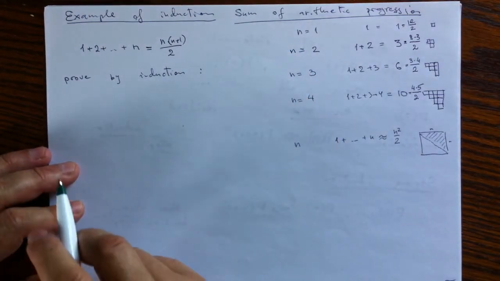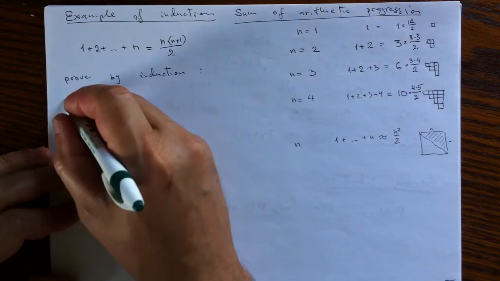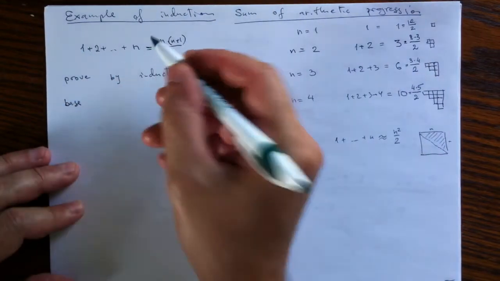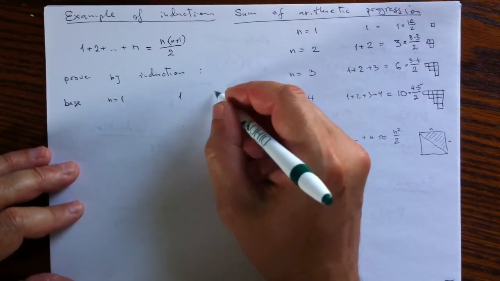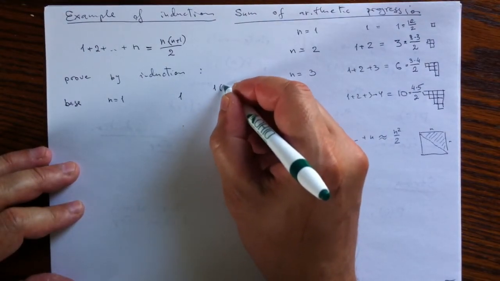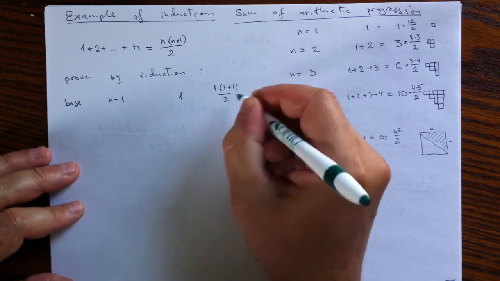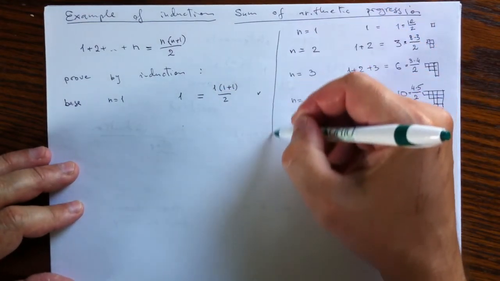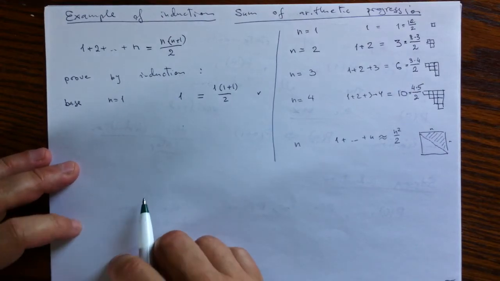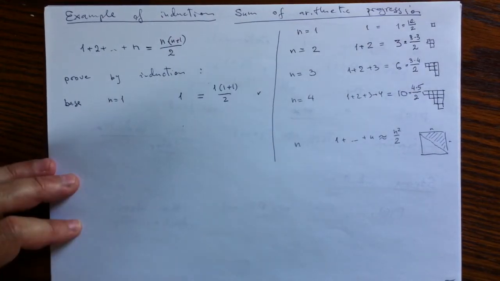And to run the induction, we have to start with the base. The first statement is when n is equal to 1. The left-hand side is 1, the right-hand side is 1 times 1 plus 1 over 2, which is 1, so we have the base checked. Let me separate my experimental part. Here will be the true mathematics proof part.